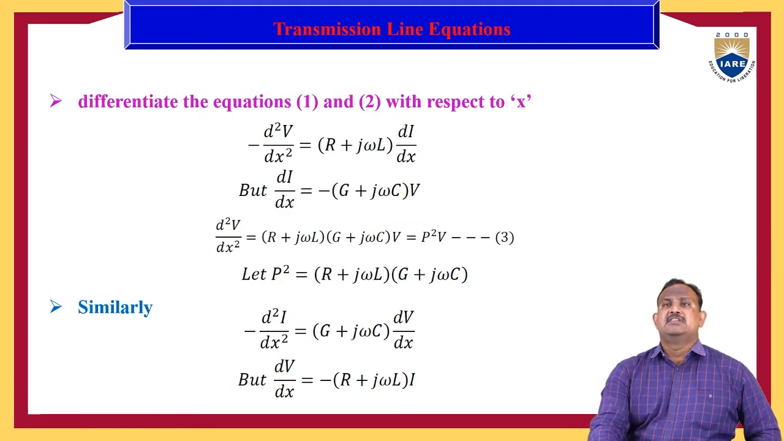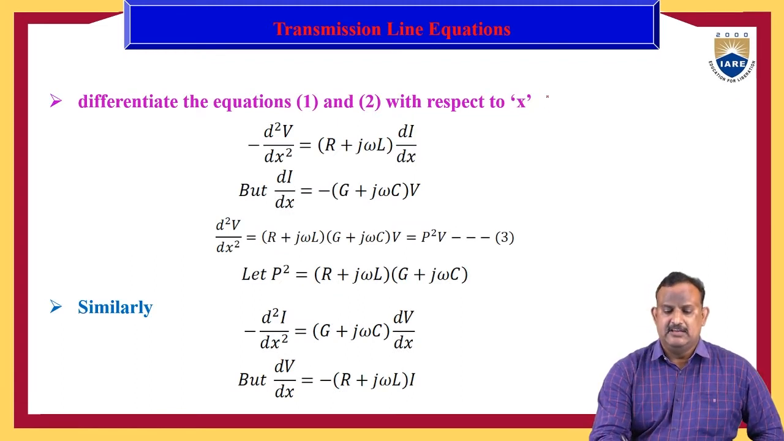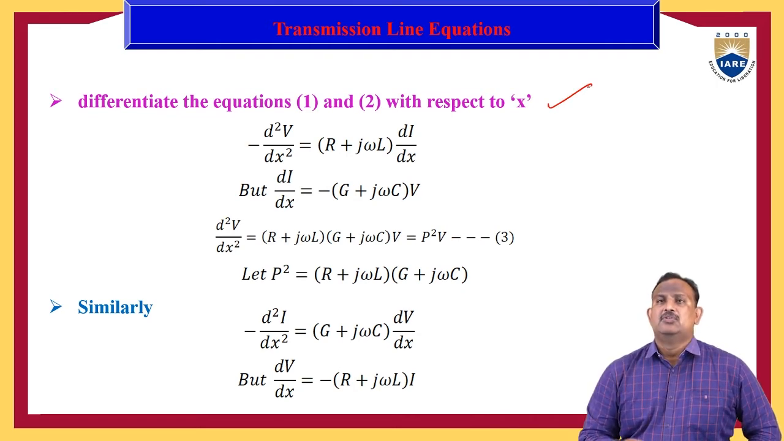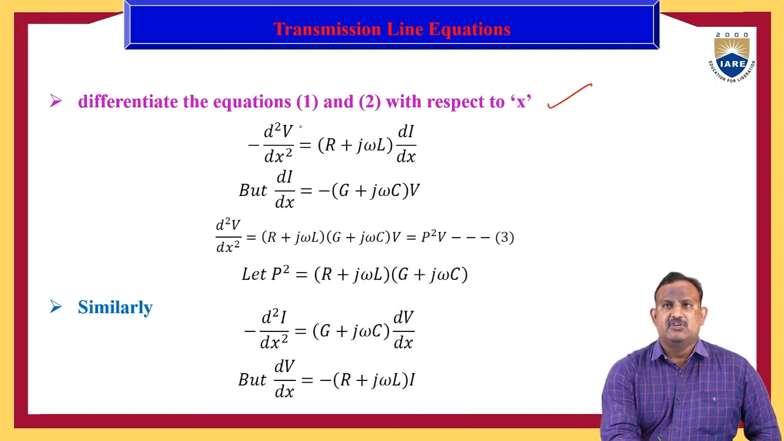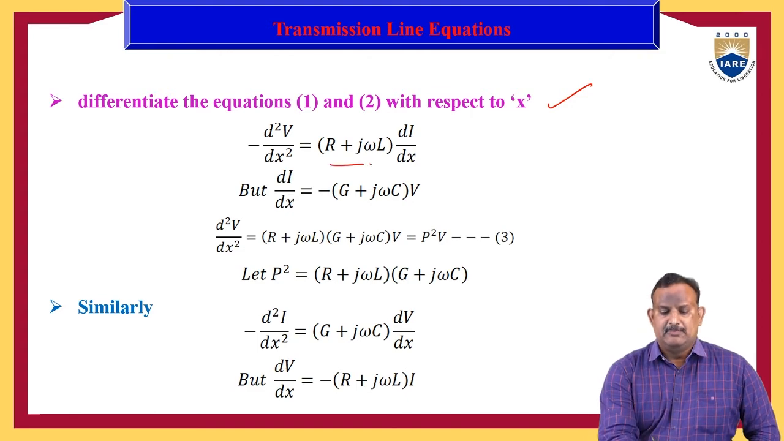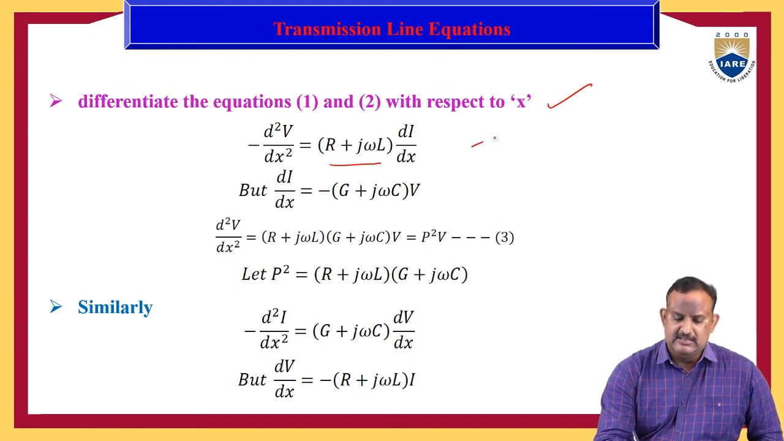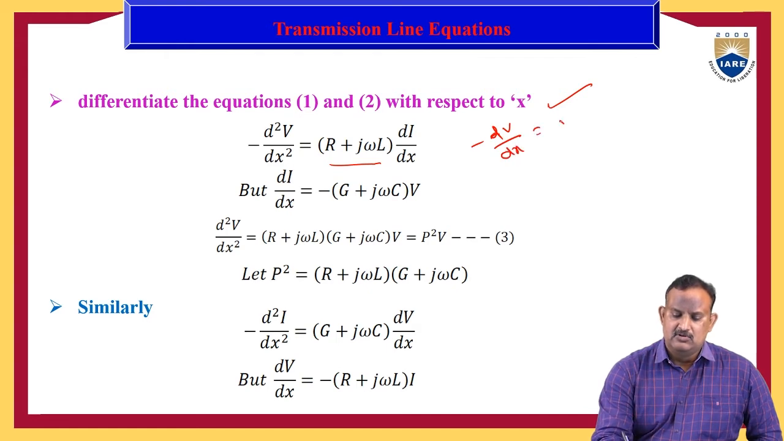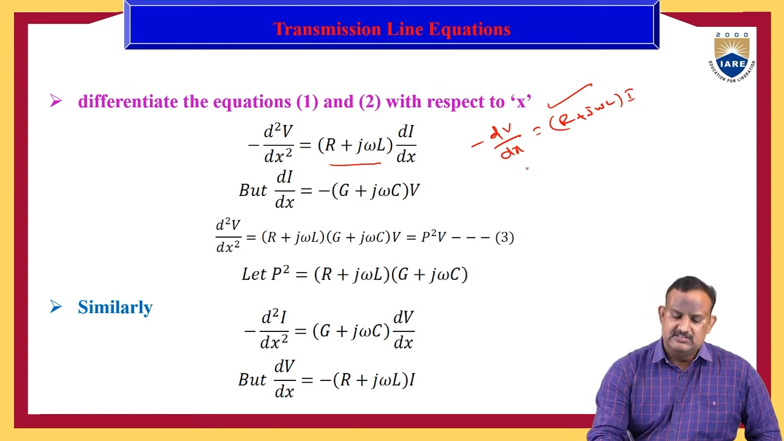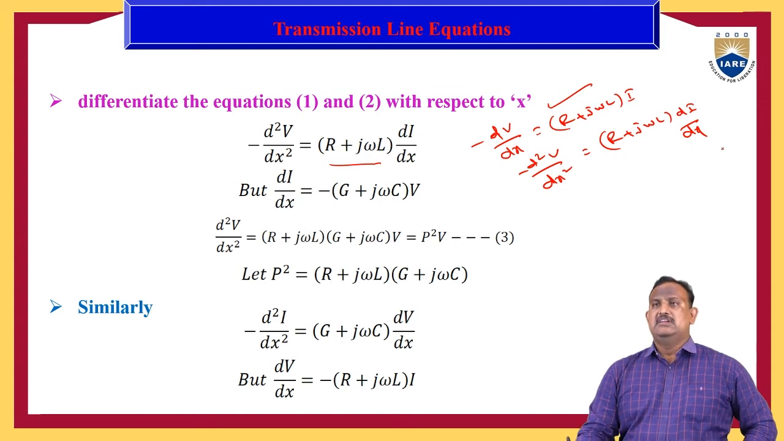Therefore, differentiate the equations 1 and 2 with respect to x again. So here, if you differentiate equation 1 again, it is minus d square V by dx square equal to R plus j omega L into dI by dx, where minus dV by dx is equal to R plus j omega L into I.